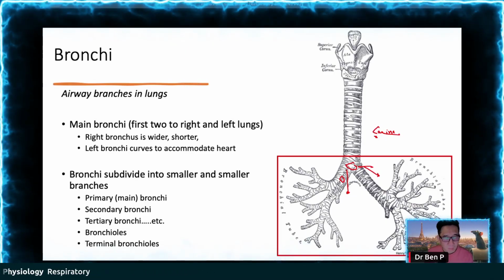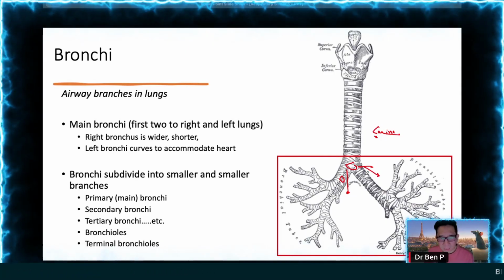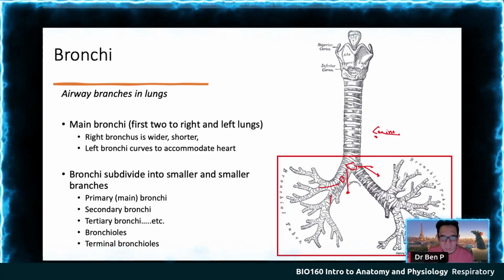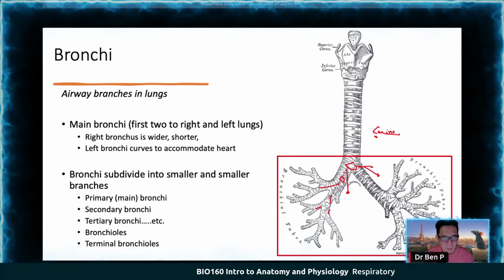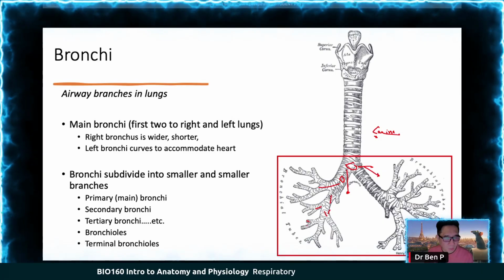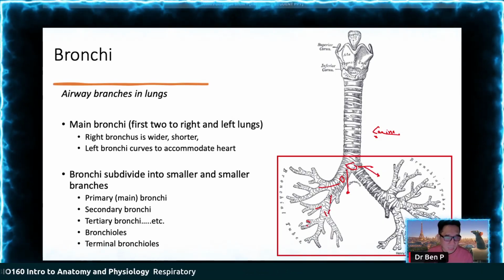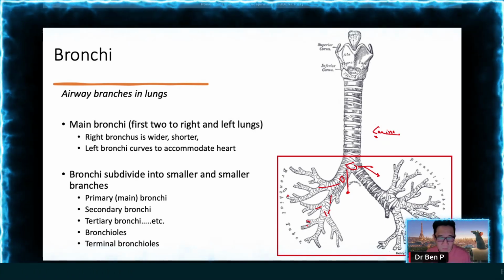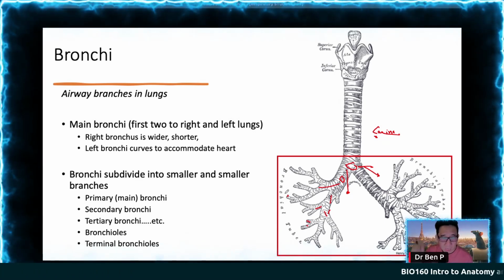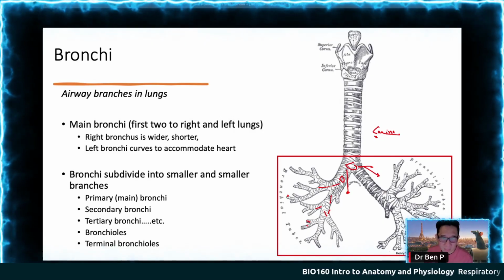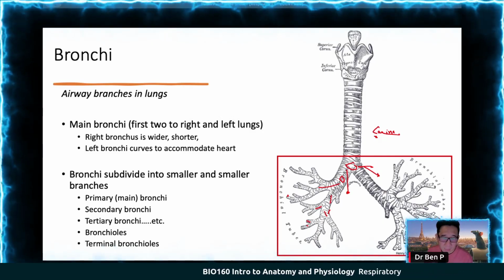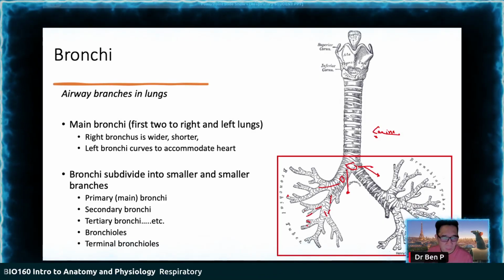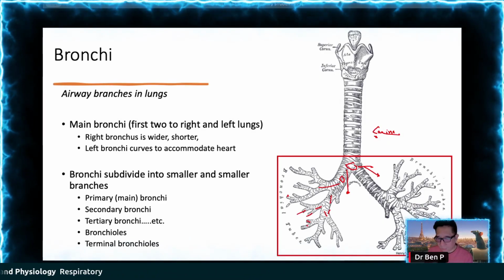After it splits the first time, it's called the primary, and when it splits again, it becomes the secondary, which is right here. When it splits the third time, it becomes tertiary. When it splits into smaller ones, we call them bronchioles, and at the very end are the terminal bronchioles, where you have your alveoli. Again, the first split is primary, the second is secondary, the third is tertiary, then the little tiny branches called bronchioles, then the terminal bronchioles, and then alveoli.